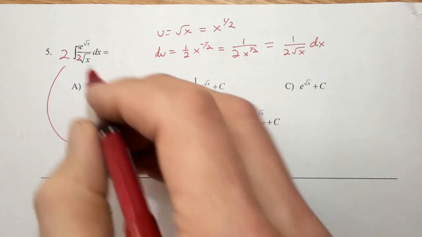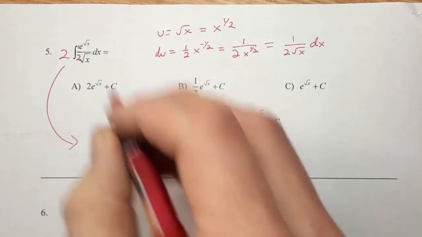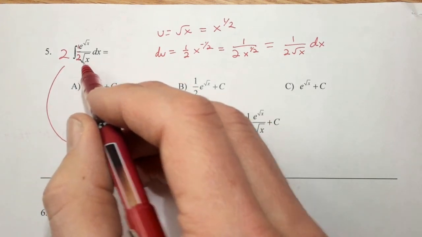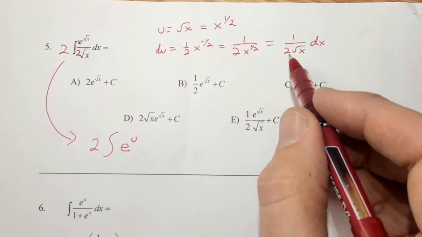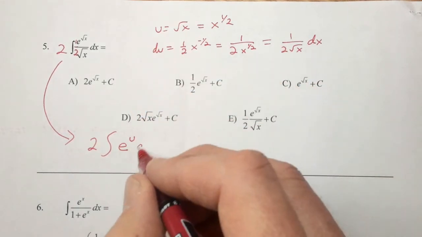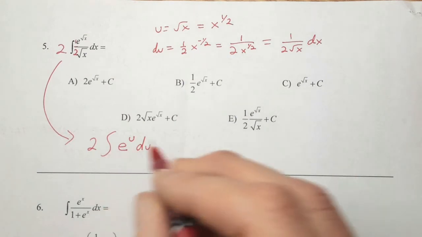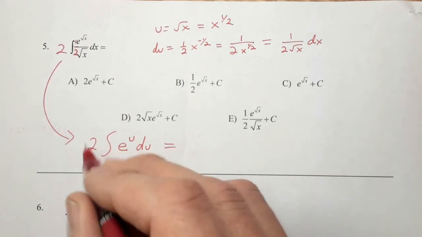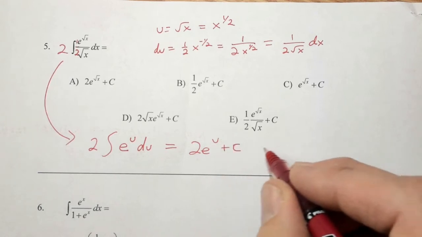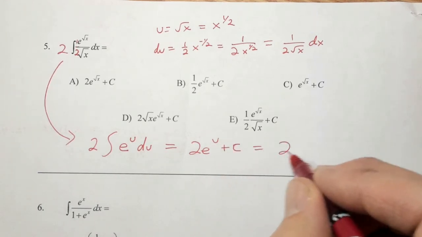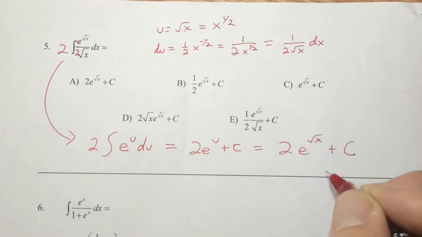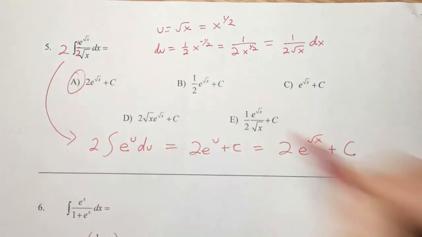Twice the antiderivative, we have e, and then square root of x is u, so we have e to the u. The 2 and the square root of x that are in the denominator are going to leave the problem along with the dx when du comes into play. So we have e to the u du. So really this is a nice simple antiderivative. We just had to work to get that 2 out front. And finally we need to place our square root of x back in. So this is 2e to the square root of x plus c. And that we can see is answer A.